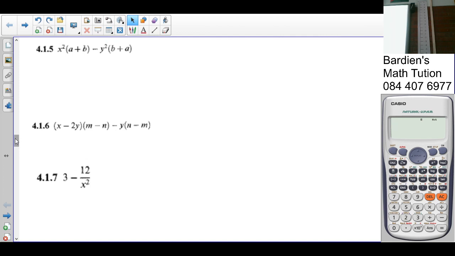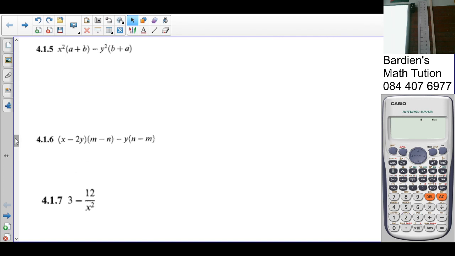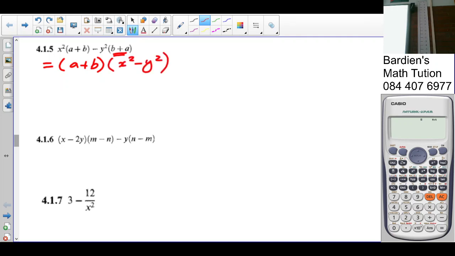People, what do you notice about question 4.1.5? You've got a common factor. What's your common factor here? A plus B. Did I have to swap this around first? Why not? A plus B. If it was a minus, then I had to swap it around. And if I swap it around, what's going to happen? A negative comes up. So what are we left with? X squared minus.